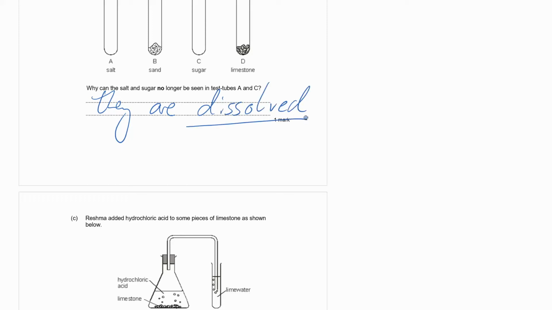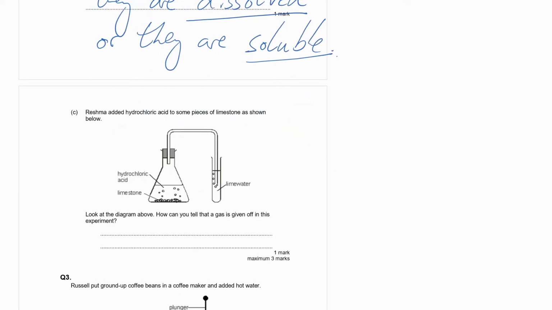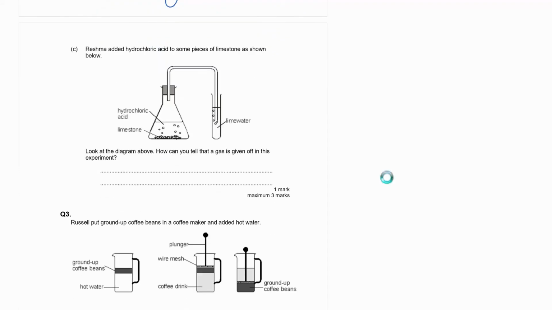Dissolved being the key word. Or you could have put, or they are soluble. Soluble. Lots of S words in this topic. Make sure you possibly have a little keyword list of solute, solution, solvent, soluble, insoluble. It's really important that you know the difference between each one.